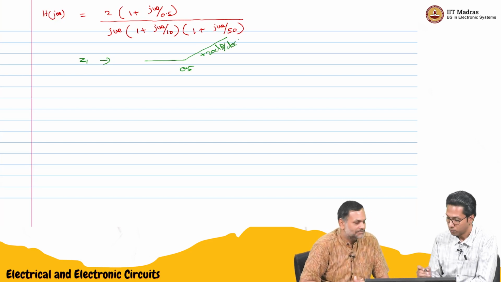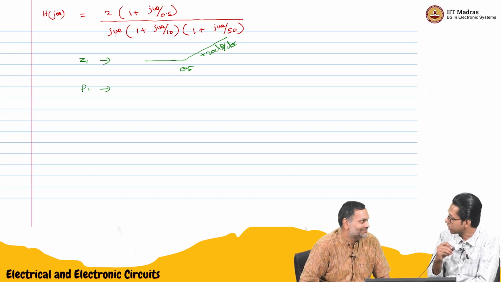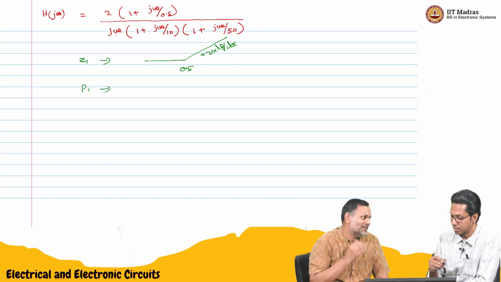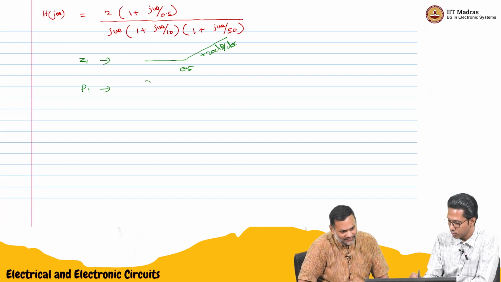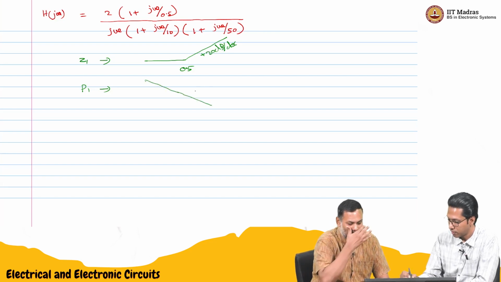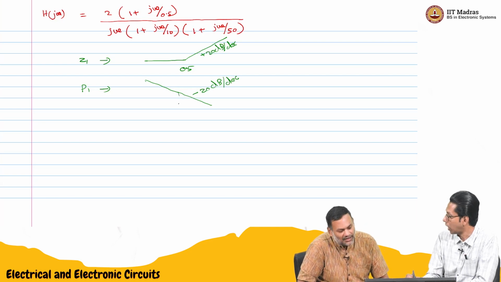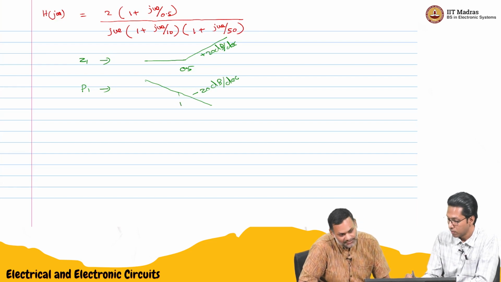Then the P1. P1 is at origin. So right from 0, you will see the magnitude going down at minus 20 dB per decade. So it's a pole, so it will be minus 20 dB per decade. And this will go through at 1, it will be 0 dB.